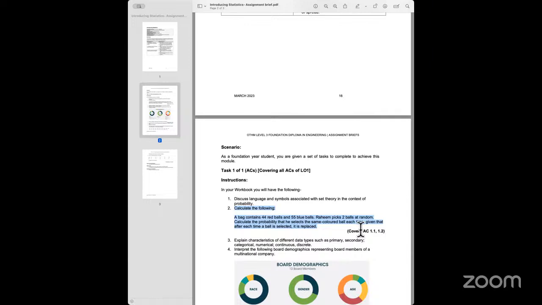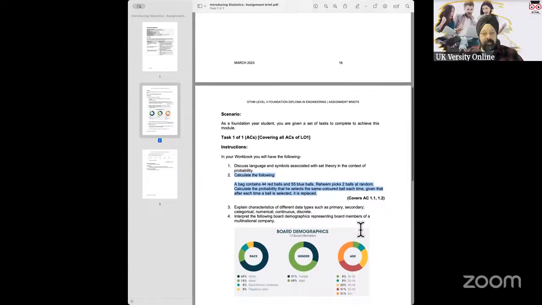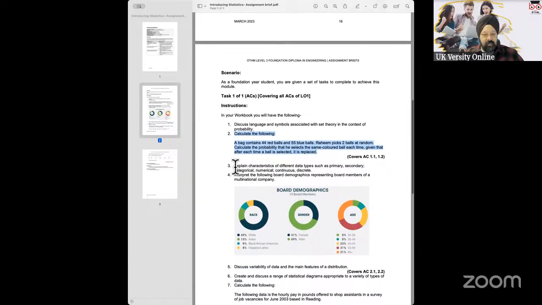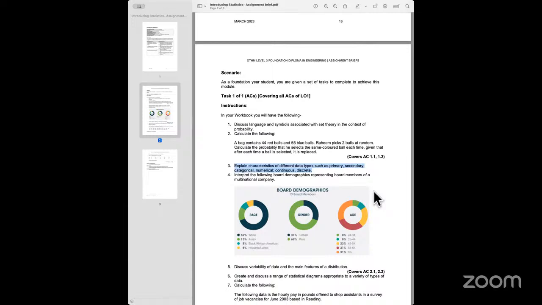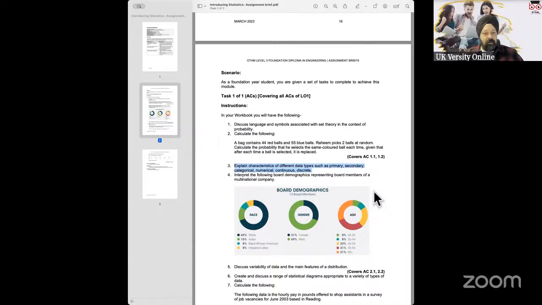Okay. And similarly, if you look at question 3, it says explain the characteristics of different types of data: primary, secondary, categorical, numerical, continuous, and discrete. This is theoretical. So you have to define each of the types of data. What is primary data? What is secondary data? How do you categorize the data? Why is it numerical? And why sometimes we say the data has to be continuous.